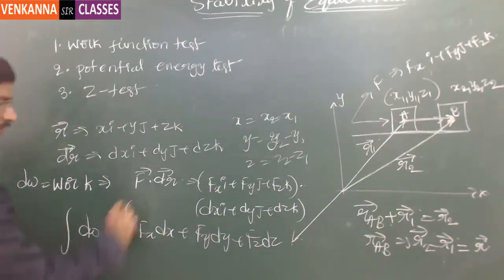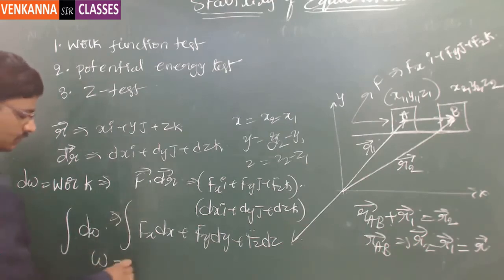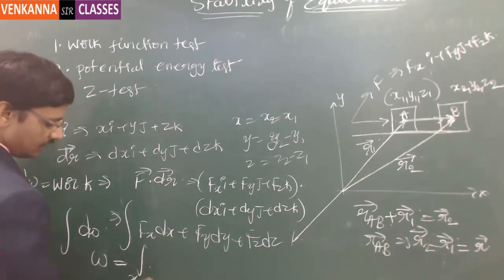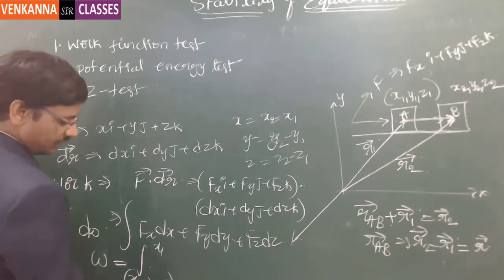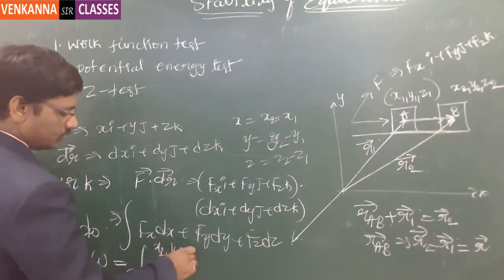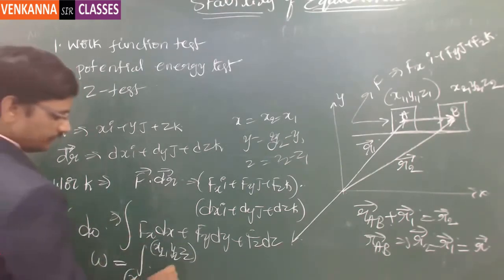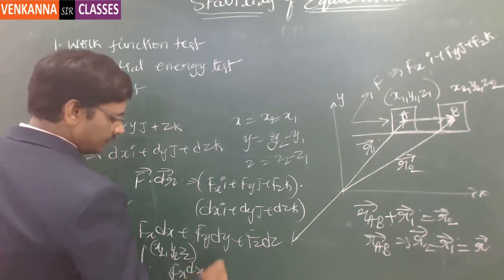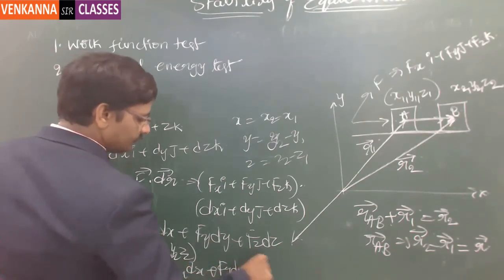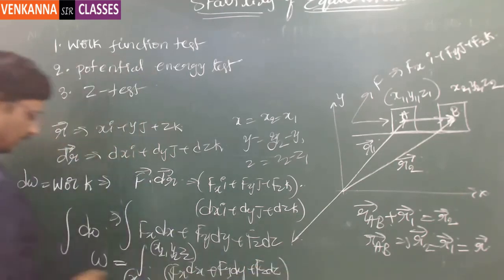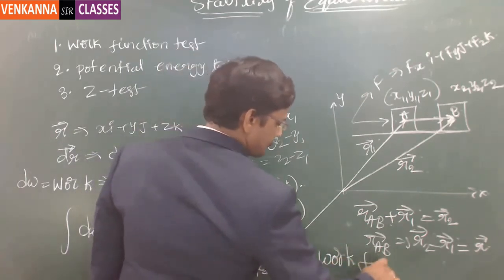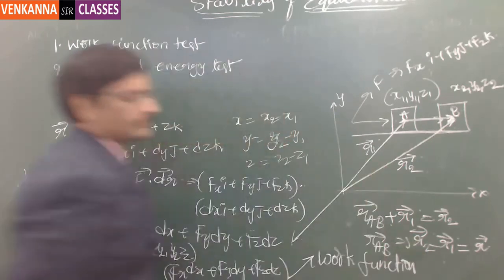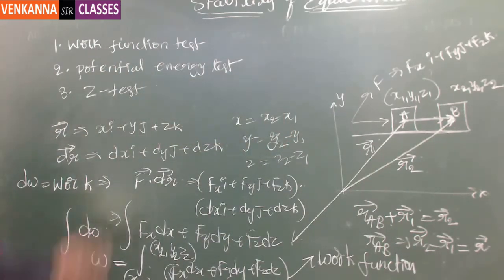Now if you integrate on either side, then work is equal to the integral from the initial position x0, y0, z0 (so this is x1, y1 and z1) to the final position x2, y2 and z2, of Fx dx plus Fy dy plus Fz dz. And this is what is called the work function. So this is called the work function. Got it? You can note down this work function.